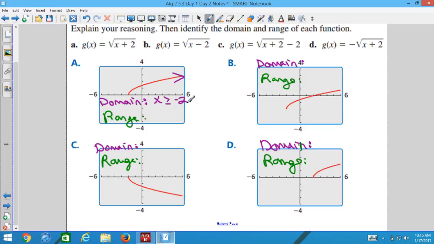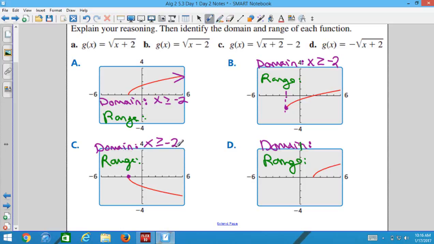How about domain for B? What is the most left this graph goes? -2. So x is greater than or equal to -2. So those completely different graphs have the same domain. This is just the x values. How about C? Domain. What's the most left? It goes to -2, and then from there it goes all the way up. So we've got x is greater than or equal to -2. All of them have this same domain so far because they all start at the same x.